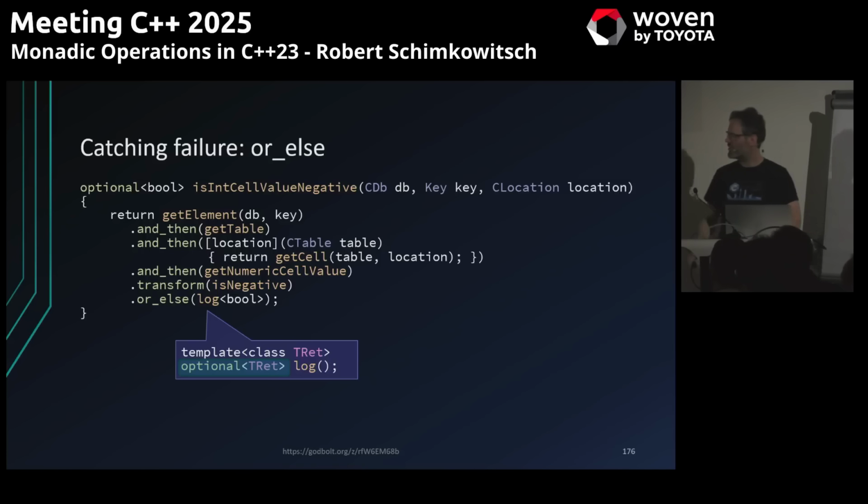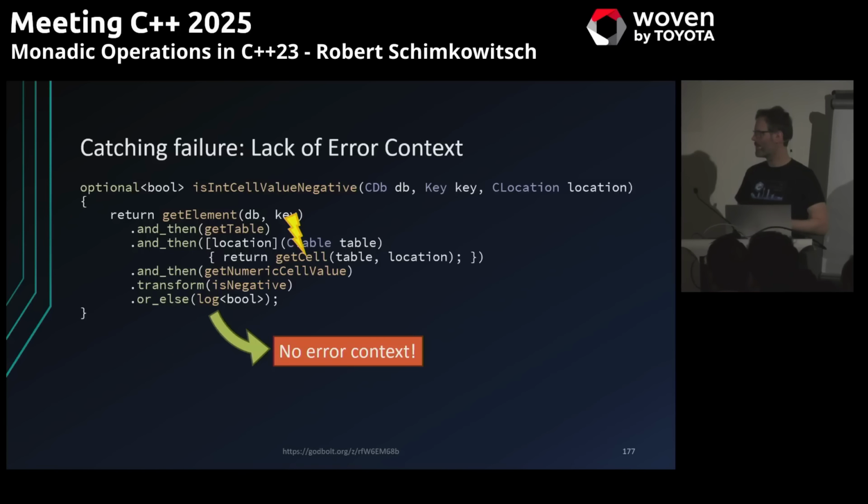Why is my log function a function template? Because it has to return an optional of the correct type, and it cannot otherwise know which type it would be. I mean, if you know exactly the type, you don't have to make a function template out of it.